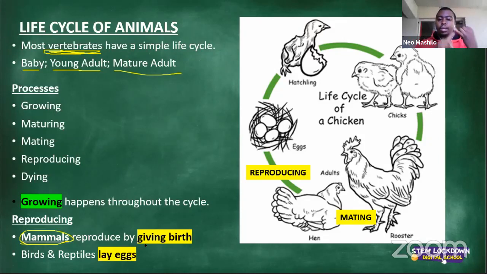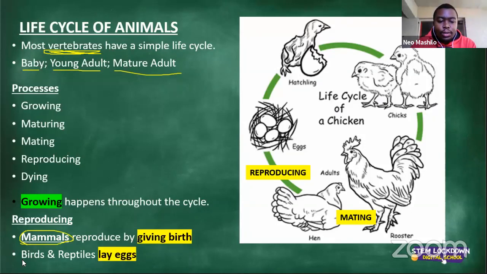So people, dogs, cats, they don't lay eggs. We don't lay eggs. You did not come out from an egg. You were born. So we give birth. And that's how animals reproduce, by giving birth.